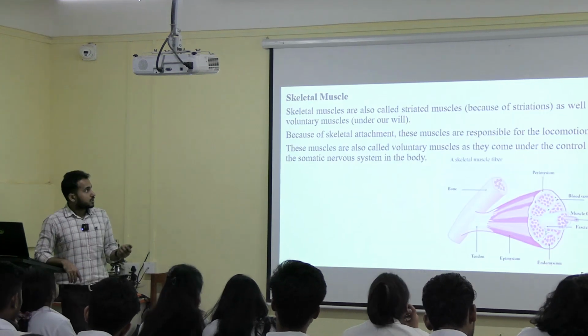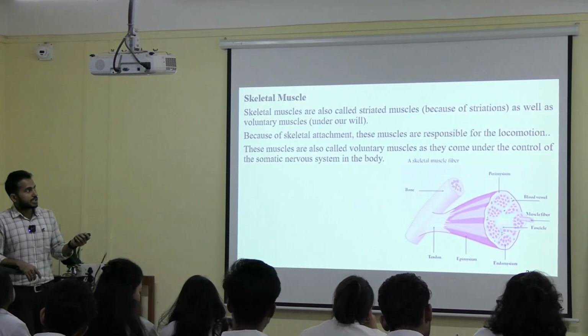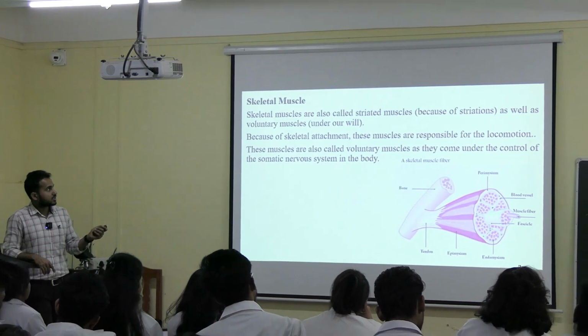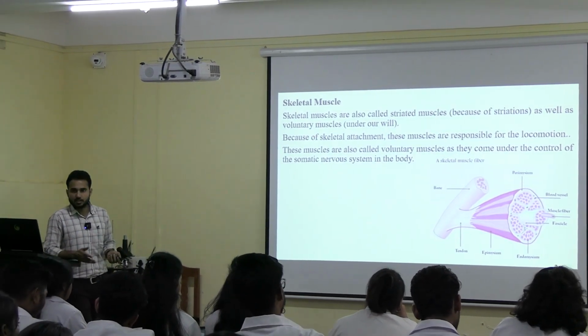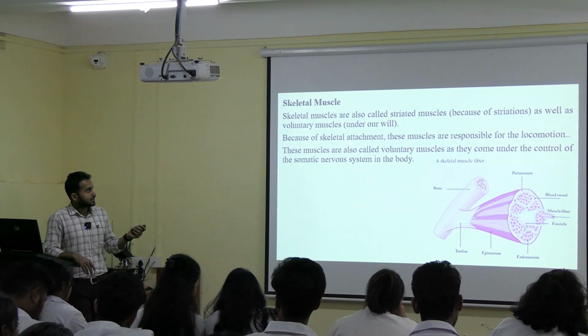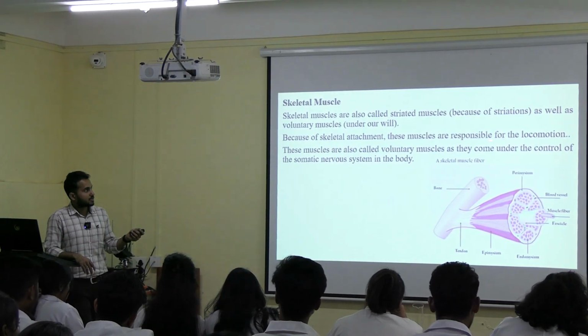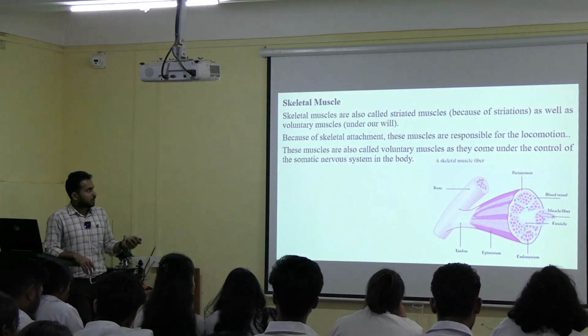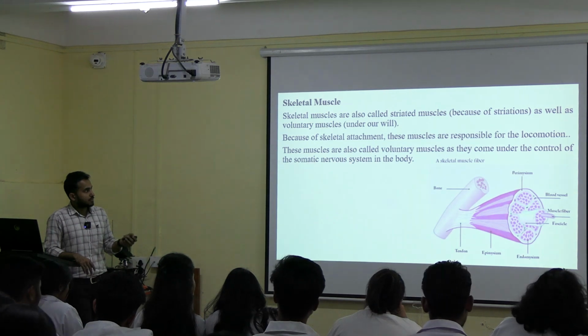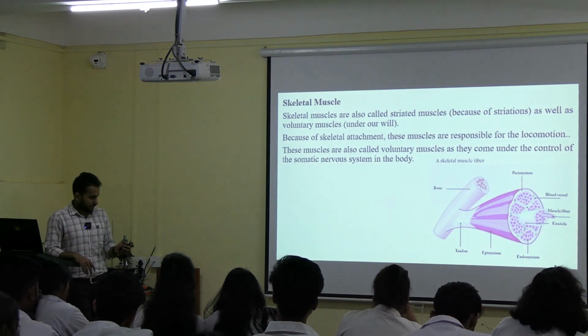Okay, so skeletal muscles are also called striated. Why? Because of the striations, and they are also called voluntary muscle. Already you know that skeletal attachments are there and it is responsible for locomotion. These muscles are also called voluntary because they are under control of the somatic nervous system.